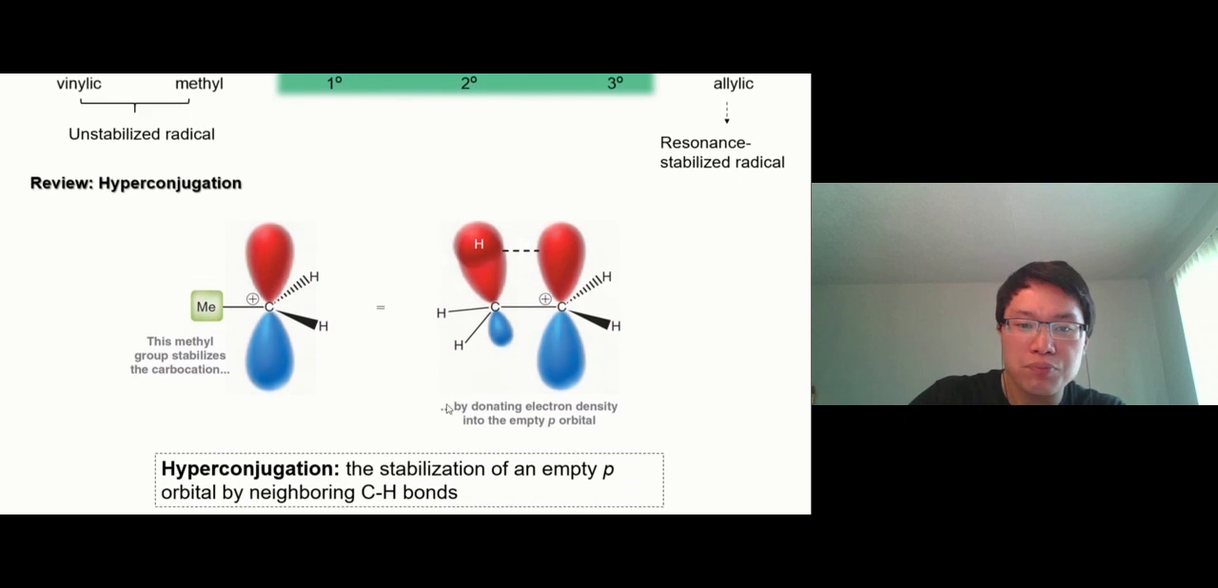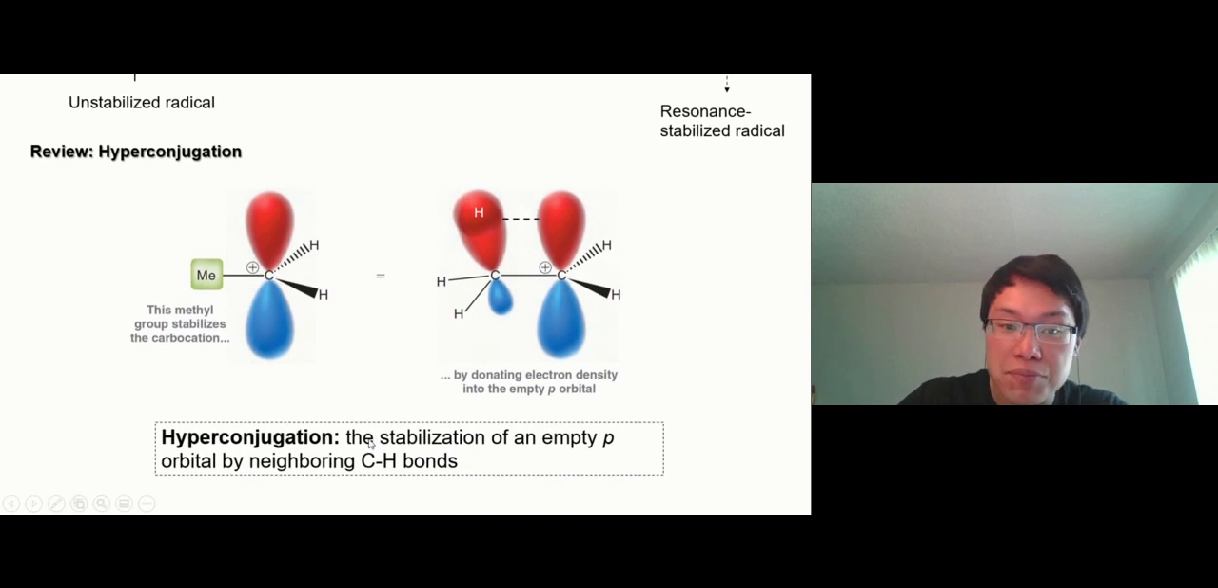So hyperconjugation down here, it's a stabilization of an empty p orbital. So carbocation have an empty p orbital, which is really, really unstable. This carbon is not octet, right? So it needs someone to help them stabilize it. Really unstable, really lonely. Well, who can help them? The neighboring CH bond. If there's a CH bond nearby, adjacent to it or next to it, so this CH bond right here, there's a lot of electron density compared to an empty p orbital. There's nothing on here, right?